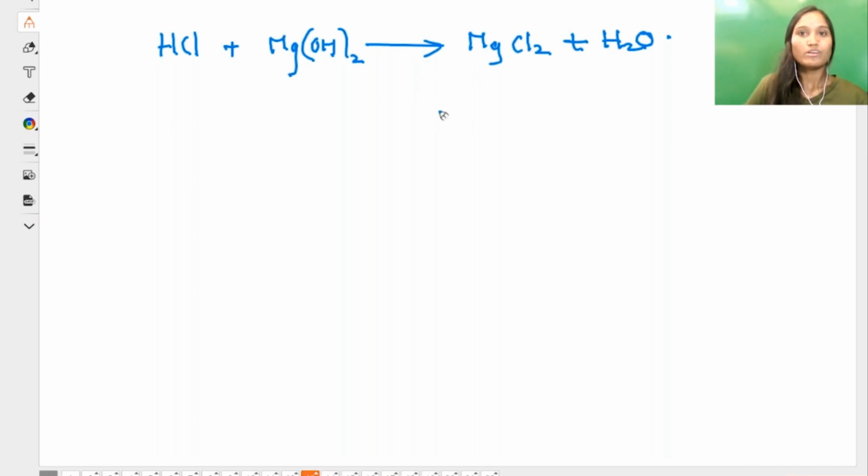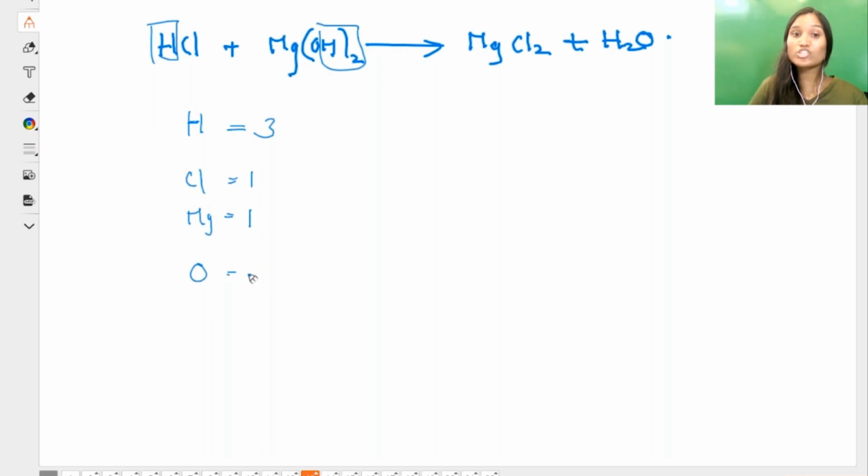Okay. Now, first thing, we have to count the number of atoms on both the sides. Hydrogen, how many? 1 hydrogen here, 2 hydrogens here, right? Totally 3 hydrogens we have. Chlorines, 1. Magnesium, 1. And oxygen is equal to 2. You see this? Whenever you have something out of the brackets like this, according to maths, whatever is there just out of the bracket is applicable to all the entities inside, right? So that means you have 2 oxygens and 2 hydrogens here. That's what we did. Correct?